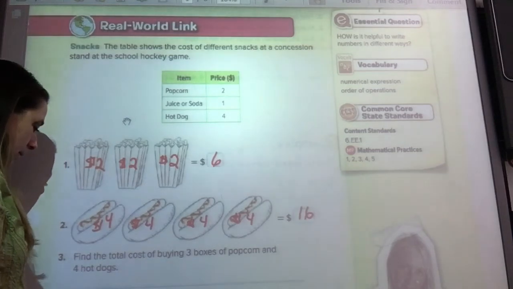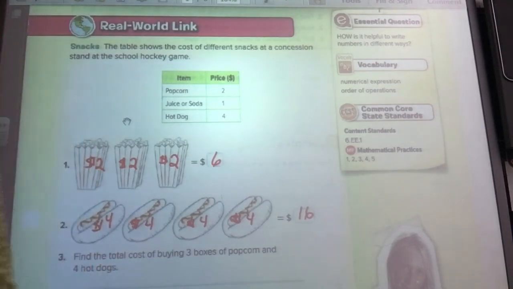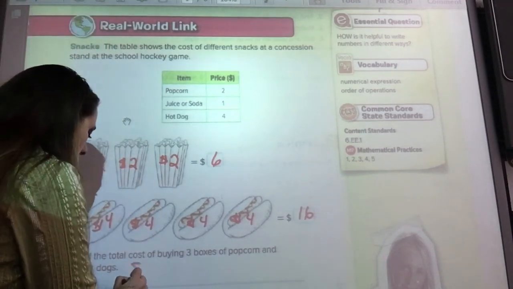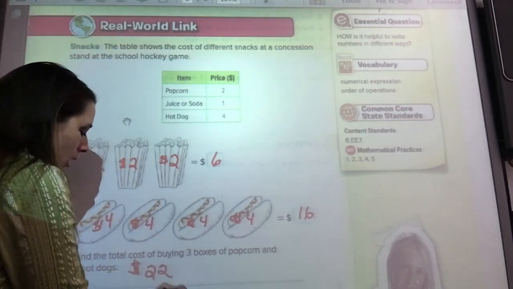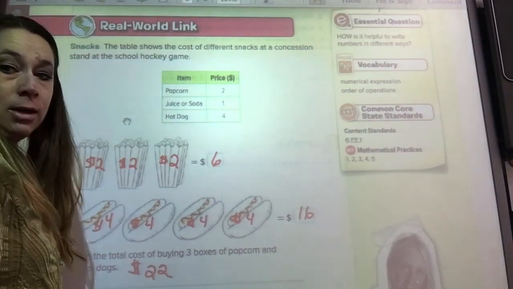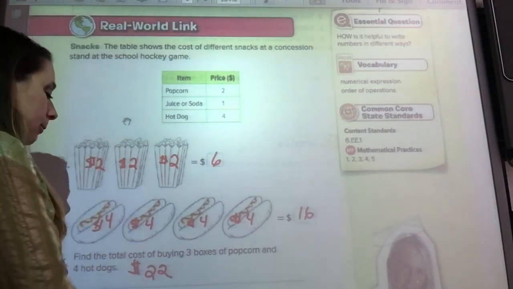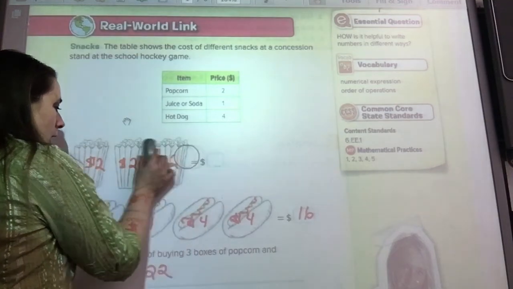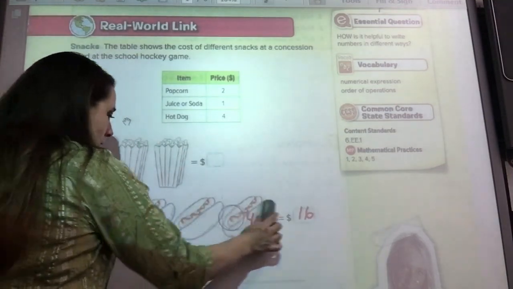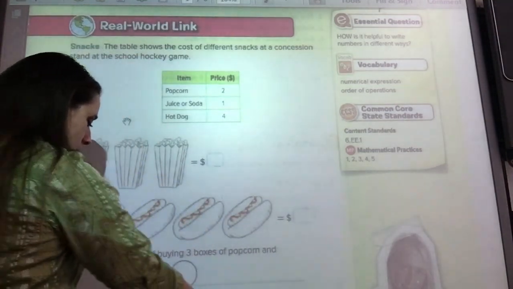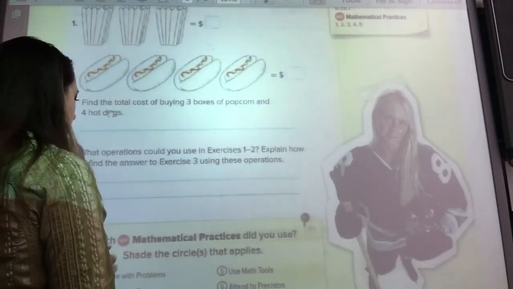$16 in hot dogs. So the total cost of buying 3 boxes of popcorn and 4 hot dogs, what is 16 plus 6? If you said $22, you are on the money. I'm very, very smart. All right. So far, not so tough. Just figuring out how much hot dogs and popcorn cost. It's a life skill you need when you take the girls to the movies.